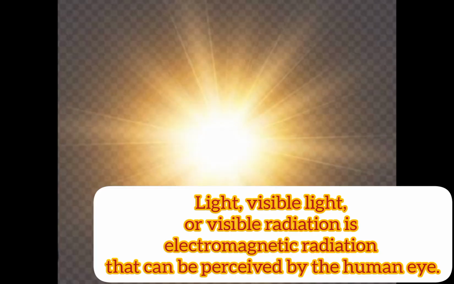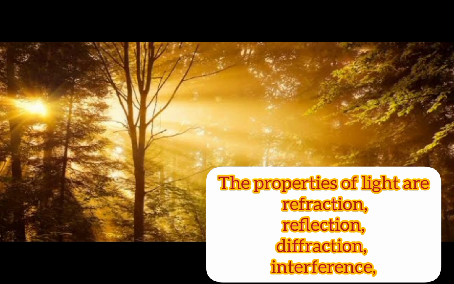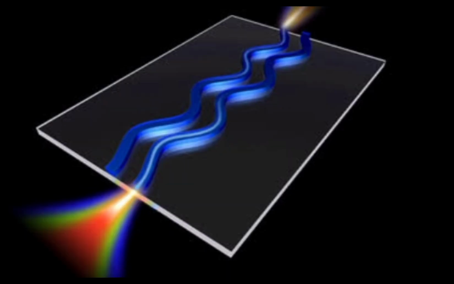But wait, before diving into the world of lightomania, it is very important to understand what light is. So light, visible light or visible radiation, is electromagnetic radiation that can be perceived by the human eye. There are various properties of light such as refraction, reflection, diffraction, interference and polarization, and the very last, that is scattering. Now as you have understood everything about light and its properties, it's the absolute correct time to understand its phenomena through various experiments, and that too in a very interesting way.